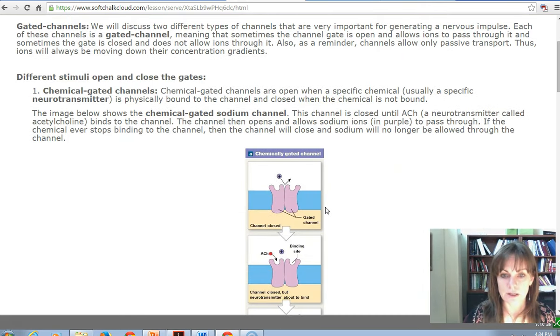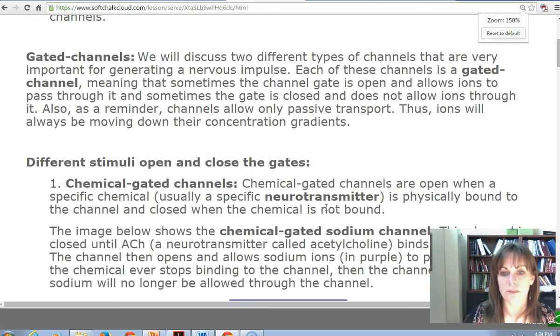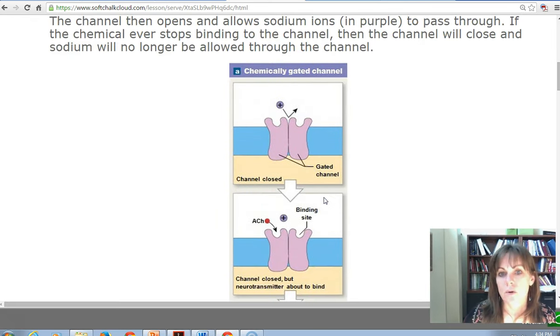Now let's move down here, and I want to make this picture a little bigger. This is going to show you one of your first players. Let's orient ourselves on this image so we know what we're looking at. First, the blue here is the cell membrane. The white is outside of the cell. And this right here, the tan color, is inside of the cell. The pink is showing us the channel.